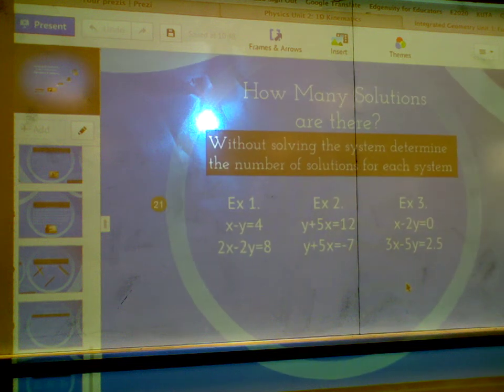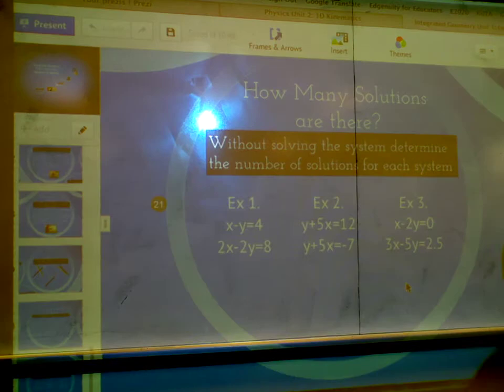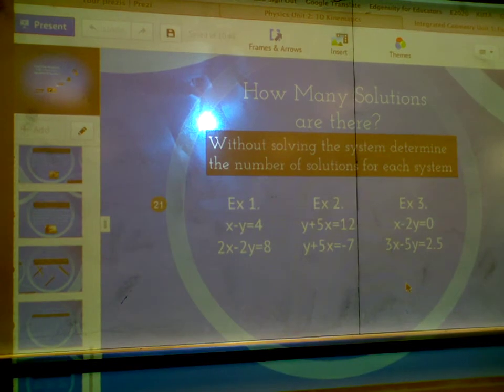So, how many solutions are there? Can everybody see example 1, 2, and 3? I want you guys to look at example 1, 2, and 3, and figure out how many solutions there are. So what do you guys need to do first?